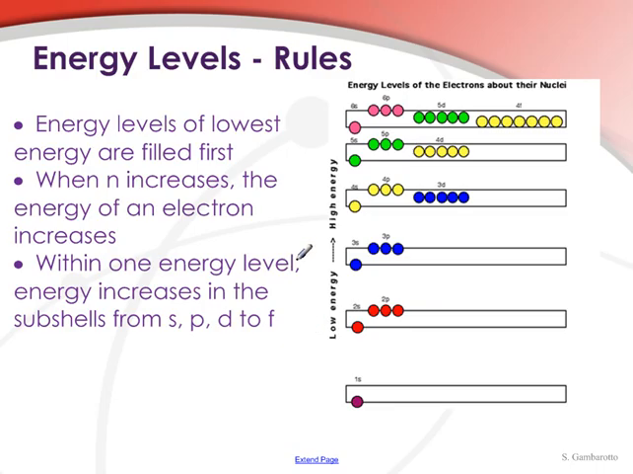Within one energy level, third point, the energy increases in the subshells from S to P to D to F. So that means electrons that are in the S subshell have less energy than electrons that might be in a P subshell, and have less energy than electrons that might be in a D subshell, etc., etc. Now you're going to see a little bit of quirkiness happening here. Here we've got a 4s that actually has lower energy than a 3d, and we're going to talk about why later on.